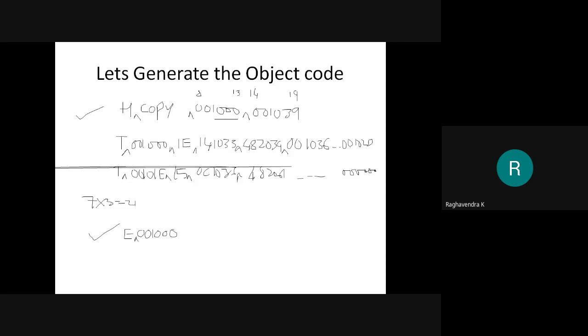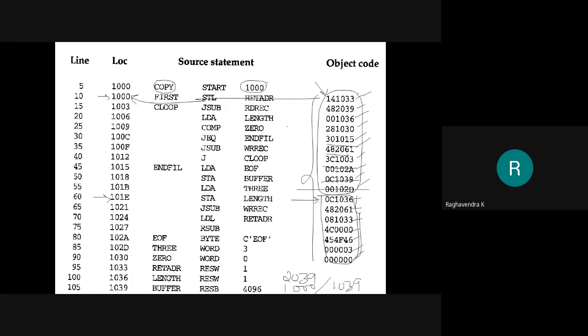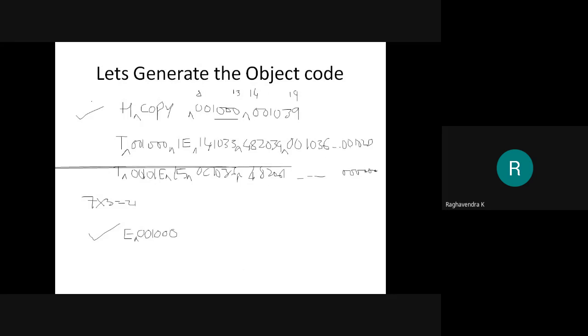Got it? So we have put all the instructions, or all the object code that was generated, in our text record format. Now this is our object program. Okay, not this one. This is our object program that is generated for this.